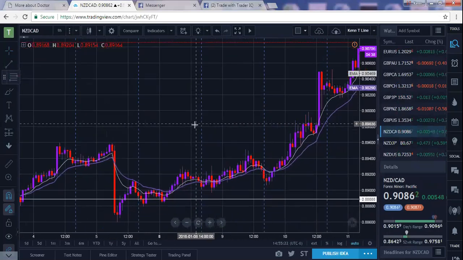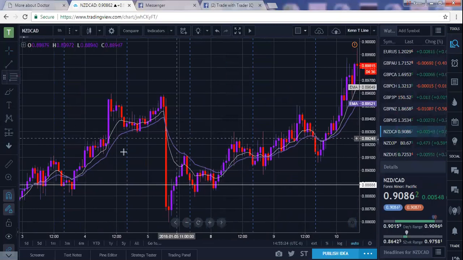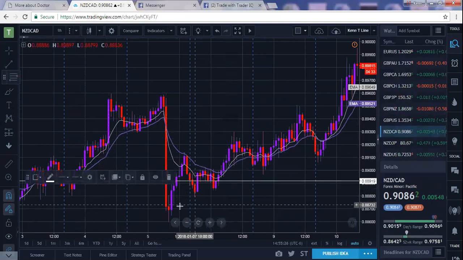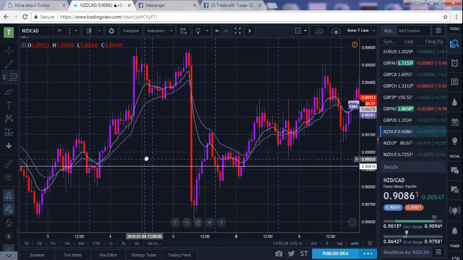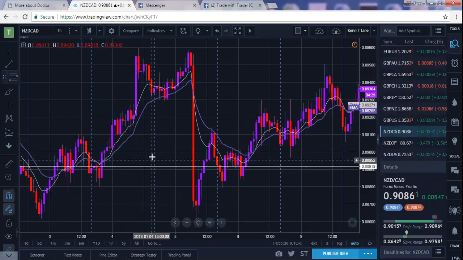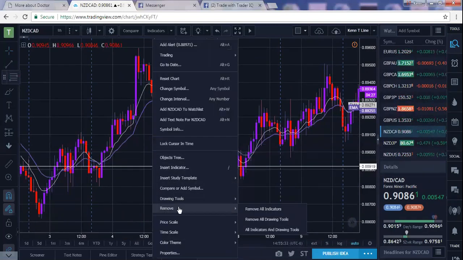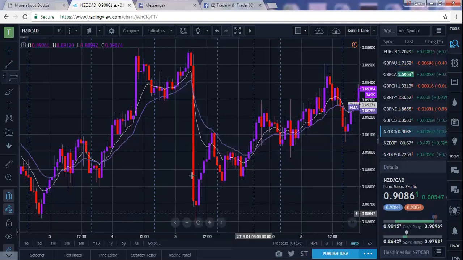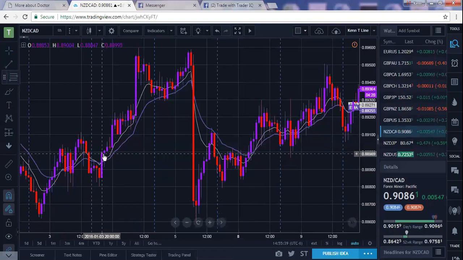I was buying, the market came, oh, it was right here. I was using my 9 EMA strategy. And let me clear this out. And I bought on the crossover here.